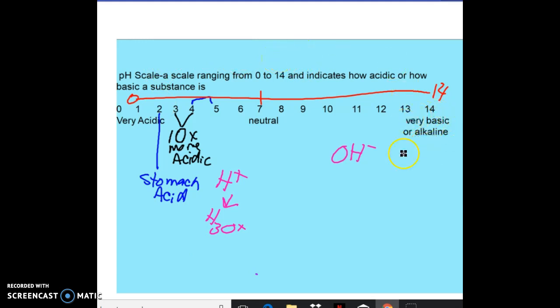Things that are very basic are very alkaline. Things like drain cleaner or ammonia, window cleaners a little bit, baking soda. Interestingly enough, if you have really bad heartburn and you don't have any Tums or Rolaids, you can take a little bit of baking soda and it will neutralize some of that stomach acid.